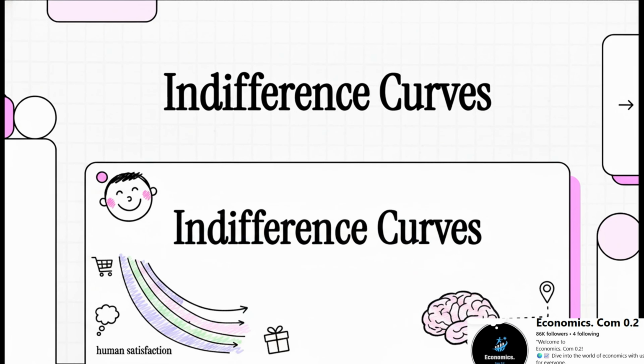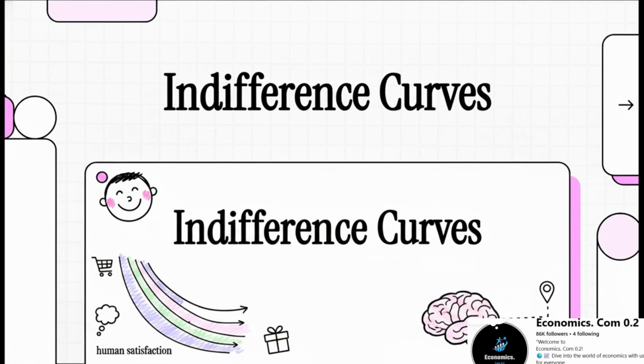In today's explainer, we are going to explore one of the absolute most elegant tools in microeconomics. We're literally going to learn how to map human satisfaction, and the crazy part is, we're going to do it without ever using a single number to measure it. As we go through this, I think you'll see just how beautifully consumer theory visualizes our everyday choices and desires.